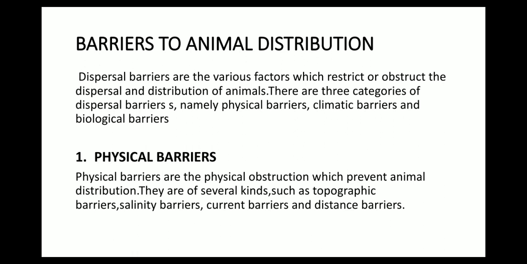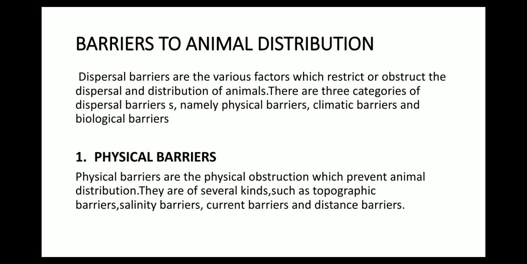Next, barriers to animal distribution. Dispersal barriers are the various factors which restrict or obstruct the dispersal and distribution of animals. They are significant both ecologically as well as evolutionarily in that they not only control animal distribution but also play an important role in the geographical and climatic isolation of populations. There are three categories of dispersal barriers, namely physical barriers, climatic barriers and biological barriers.